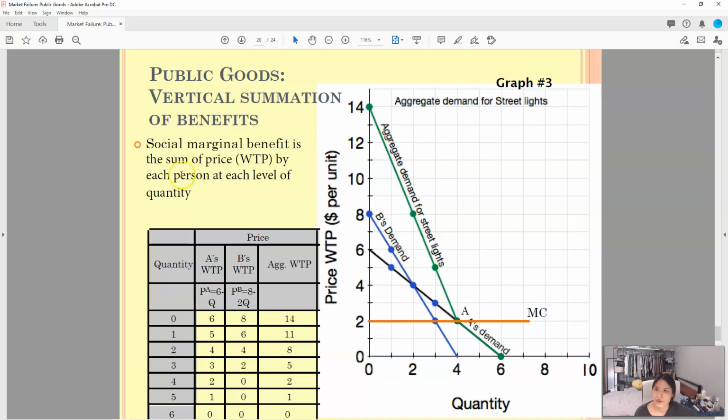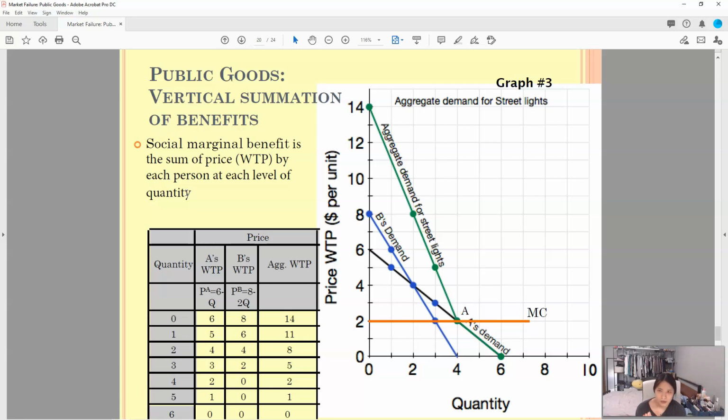So from this graph, from this example, we can know the social marginal benefit is the sum of price by each person at each level of quantity. Keep in mind that for public good, the social marginal benefit is the sum of price by each person at each level of quantity.